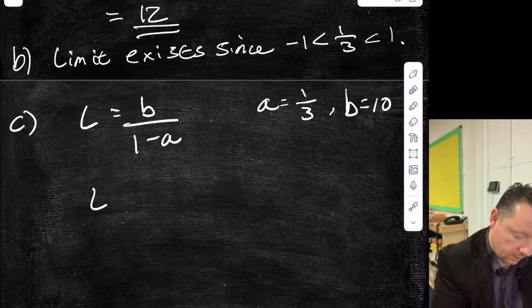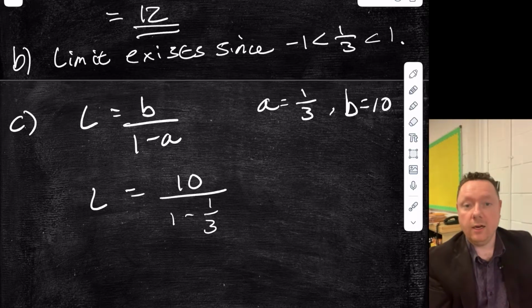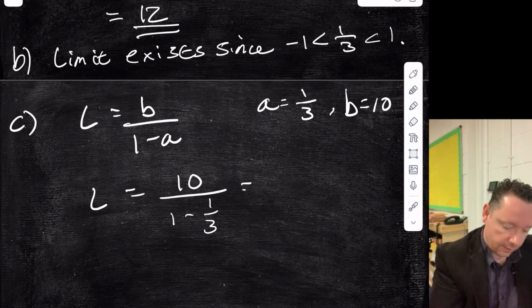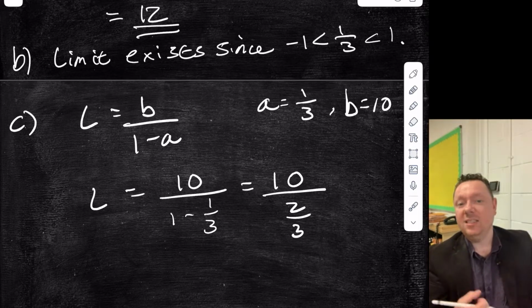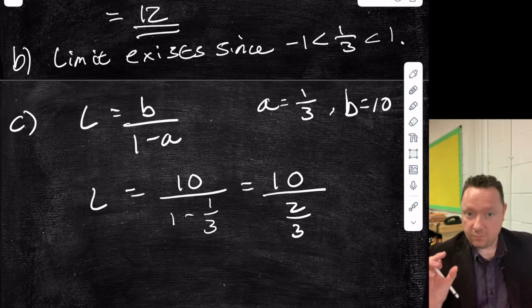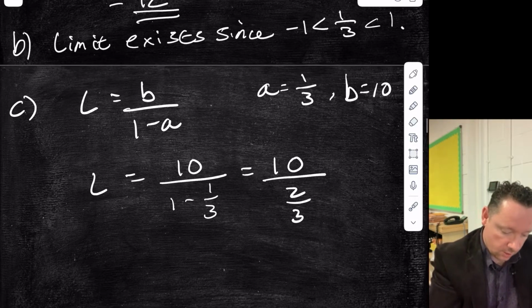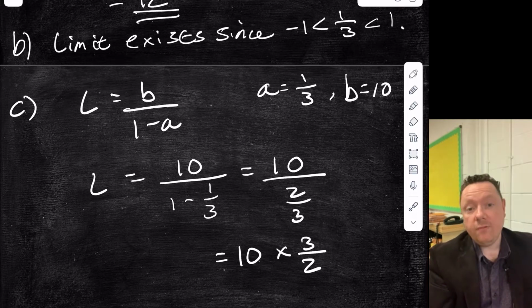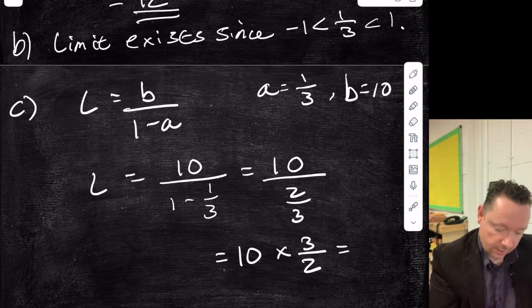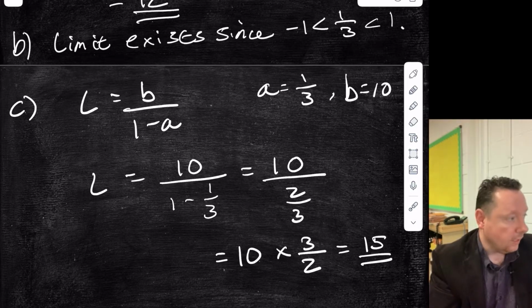So the limit is 10 over 1 minus a third, and this is non-calculator, so we need to do a bit of fraction work here. 1 minus a third is 2/3, so that's 10 over 2/3. To divide by a fraction is the same as times by its reciprocal. So it's times and then flip the second one upside down, so that gives me 10 times 3/2. 10 divided by 2 is 5, 5 times 3 is 15, so my limit to this sequence is 15.